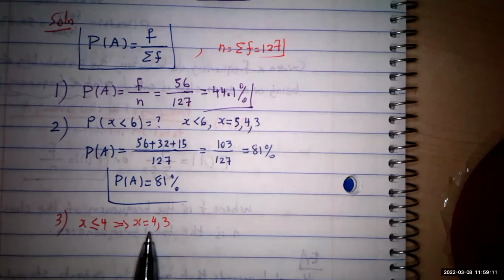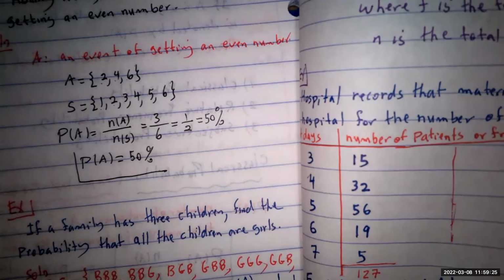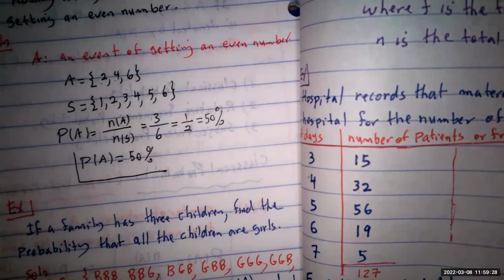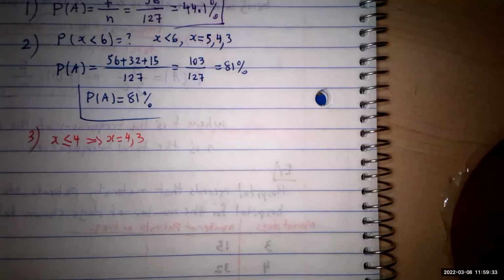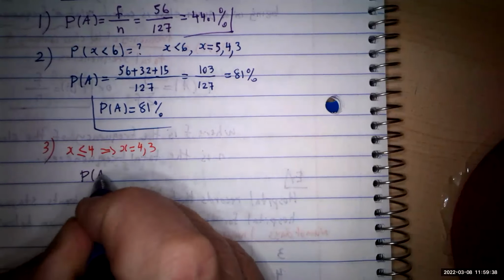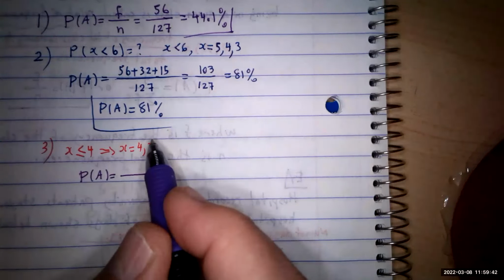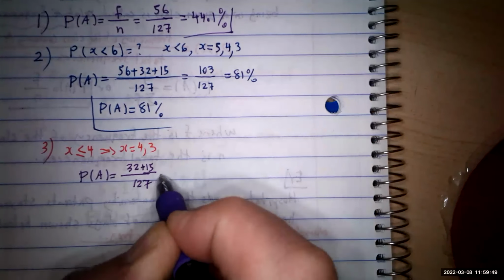So you have to check how many patients stay in hospital for 4 days or 3 days. If you check your table, this is the case. 32 patients stay in hospital for 4 days and 15 for 3 days. So it's 32 plus 15. The probability of your event, probability of A, is equal to, for the 4 days, 32, and for the 3 days, 15, divided by the total number, 127.